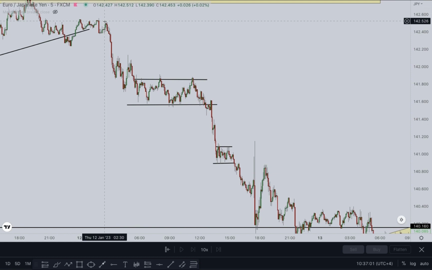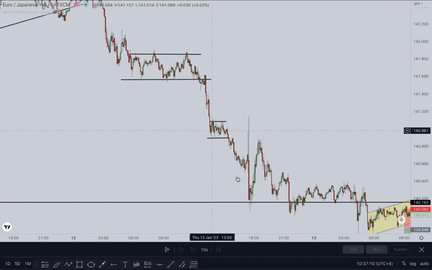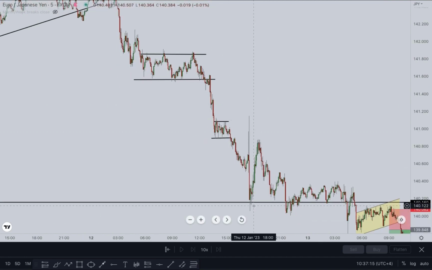You can see this an impulse, correction, an impulse, correction. We took the entry here, stop loss here, with the take profit at the same level. So we had two trades running at the same time. Then price finally came to our take profit level.